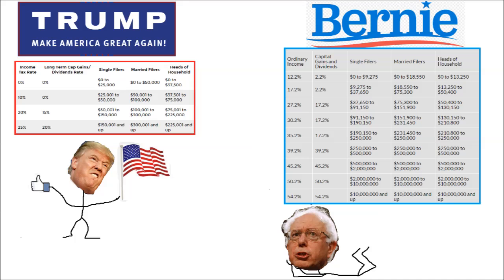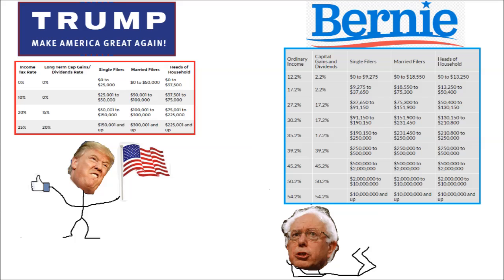So here's an image that is comparing the individual income tax plan of Donald Trump against the individual income tax plan of Bernie Sanders. Now, first of all, I just want to take a couple seconds just to define a few terms that we see here in these charts. So the first column in each chart is the income tax rate. So this is the percentage of your income that you are going to pay if you fall within the particular range listed in the same row.